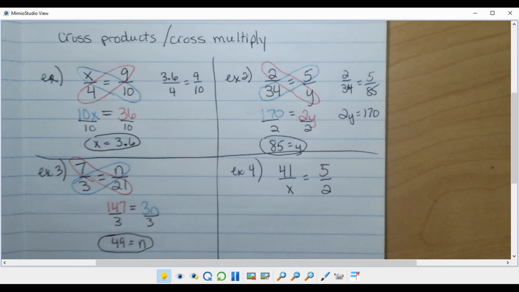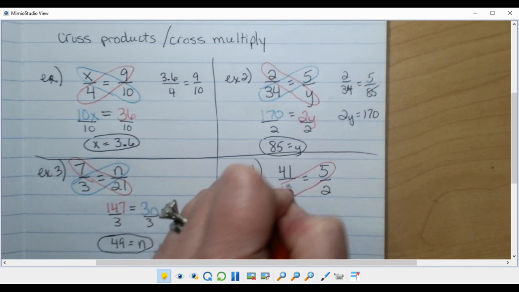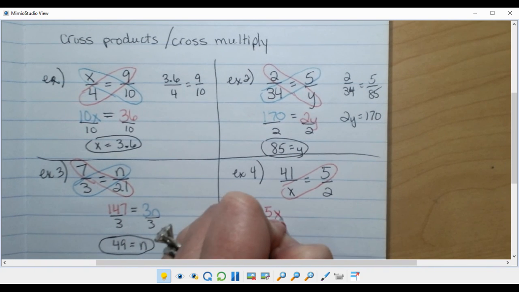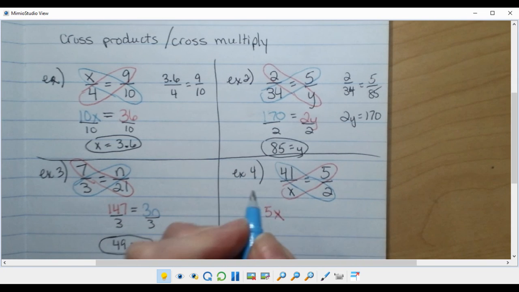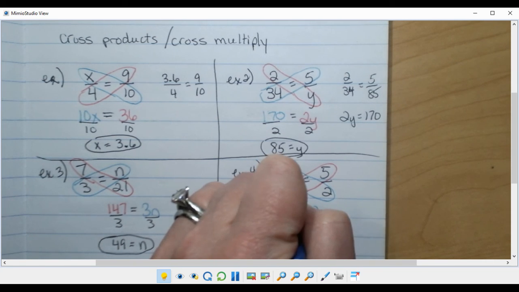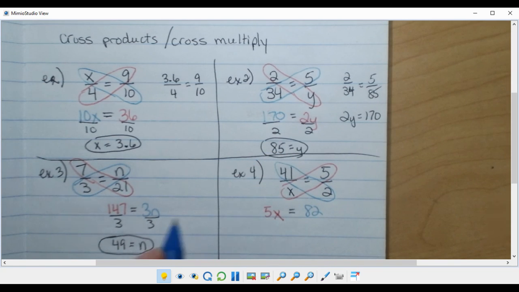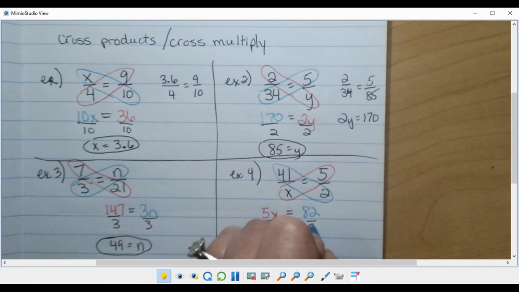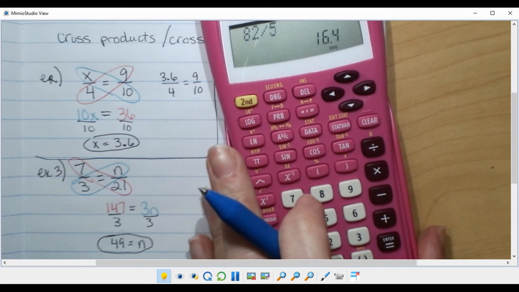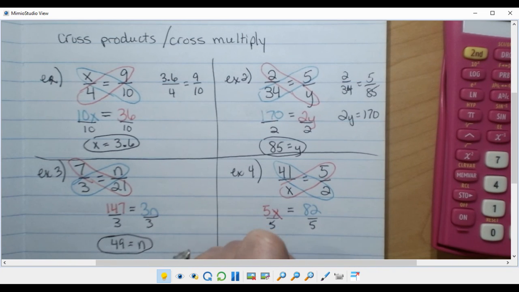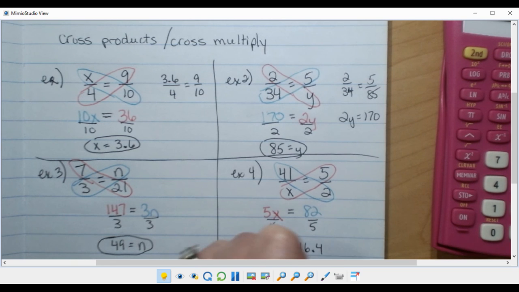All right, last one for the example. So we've done an example now with the variable in each of the positions by the time we're done here, all right? So let's do x times 5, or 5x. Oops. Let's do 41 times 2, the cross products they're called. So that's 82. And then I'm going to have to get x by itself. So to do that, I'm going to divide by 5. This one's not going to come out evenly. And I got 16.4. So x equals 16.4.